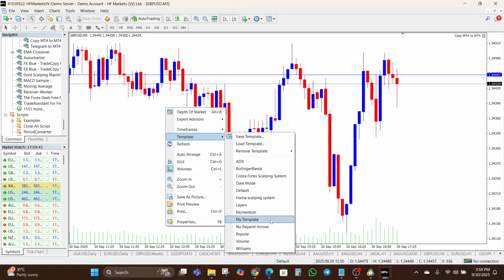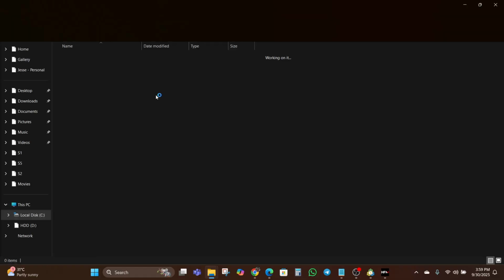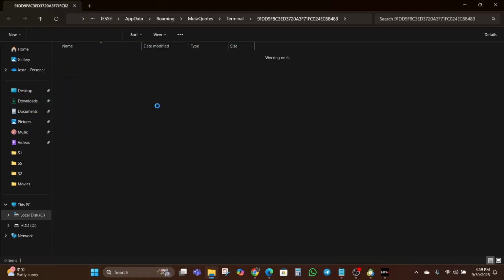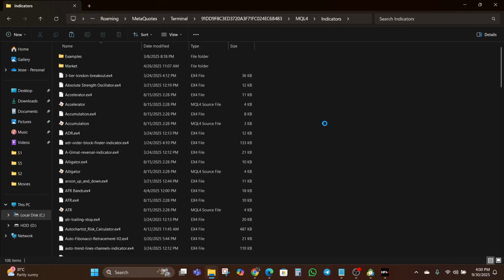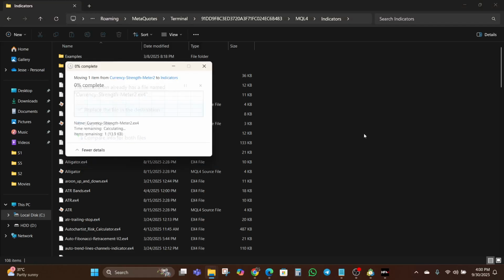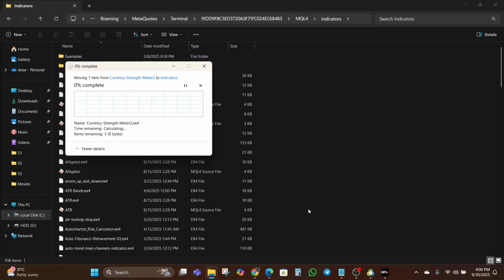All right. So we're going to go to the data folder and we're going to paste the indicator file in there. Okay. MQL4 indicators, and we're going to paste it in here. All right. Okay, it seems like I already have it. Okay, let's just replace. Now, just a quick run through.